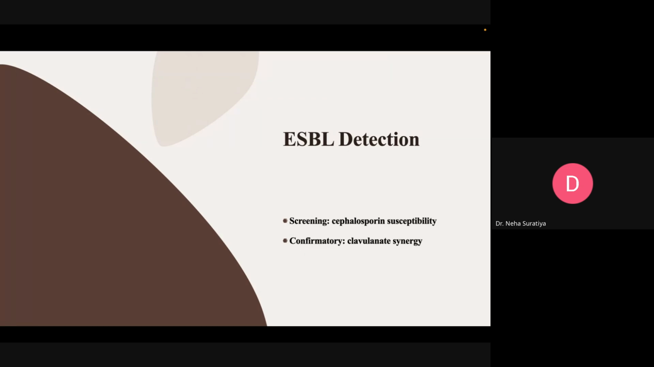It is directly written on the report. But you must know what ESBL is, and if ESBL is there, what should not be considered. What we cannot consider for the treatment: third generation cephalosporin, right?